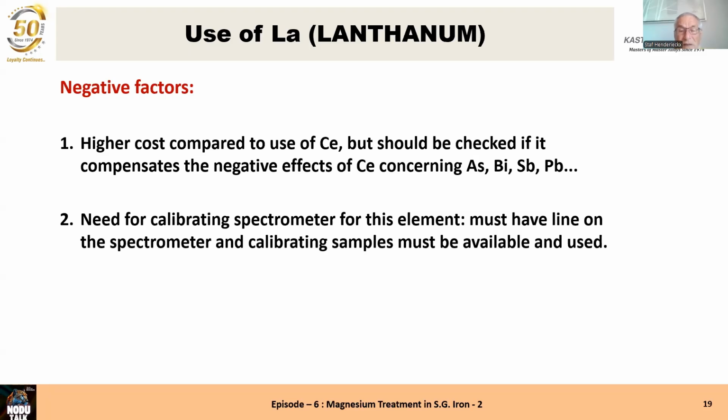These must be compensated, and that can only very well be done by cerium. So that can be a reason why you use cerium instead of lanthanum. The second negative effect is if you use it, make calibrations for these elements on your spectrometer. And I have seen during my many visits all over the world that people don't calibrate their spectrometer properly. So at the end, they don't know the exact percentage of lanthanum and cerium. Very important to take care of this element.